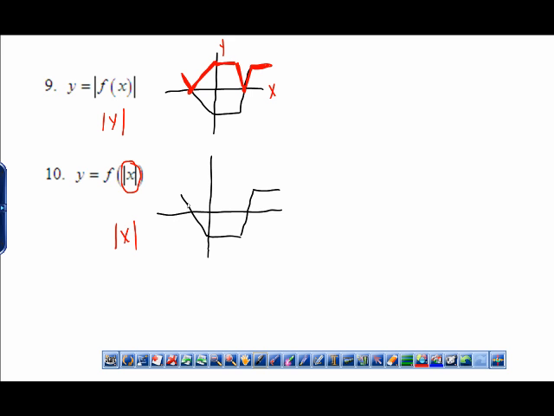So let me re-explain this. All of these points right here where the x is negative, they no longer exist. They don't really even change or move. They just completely cease to exist.